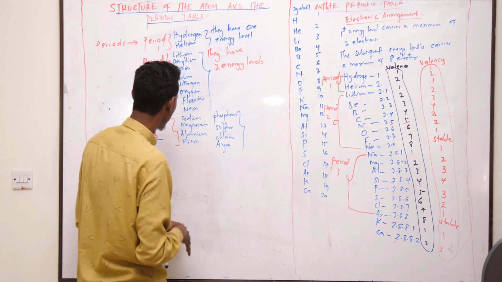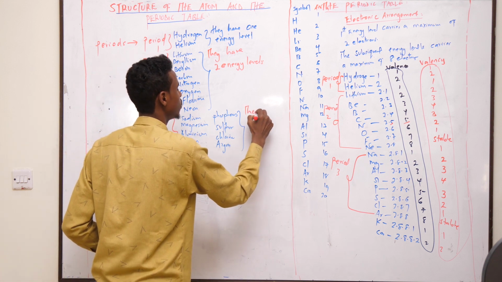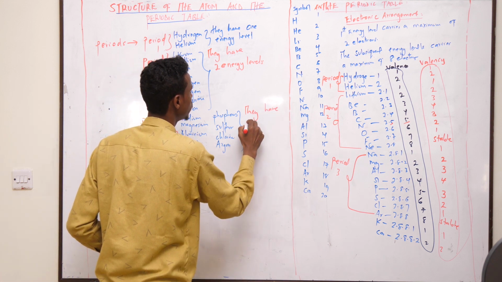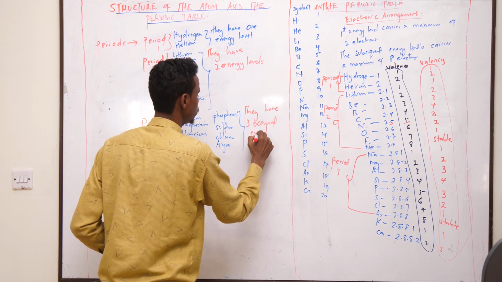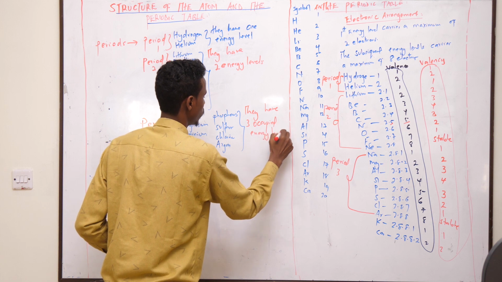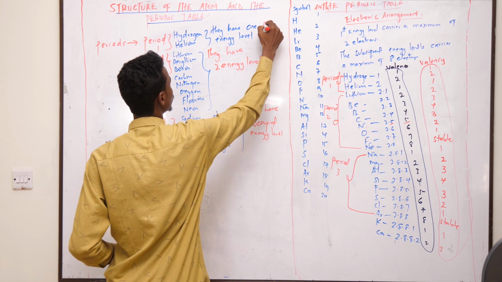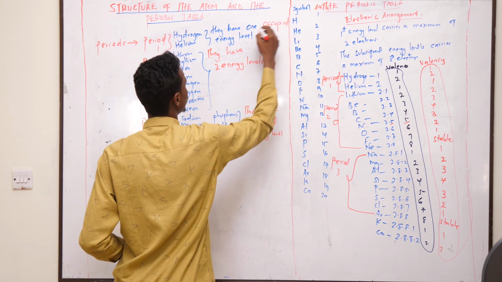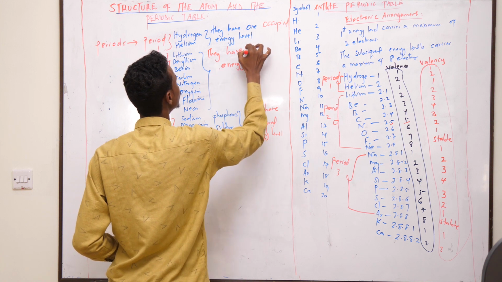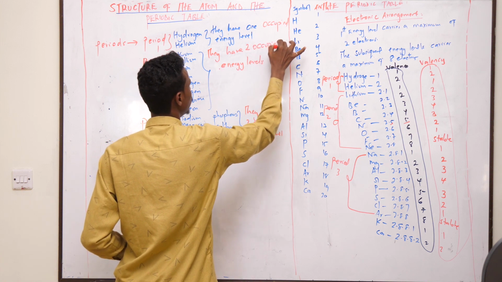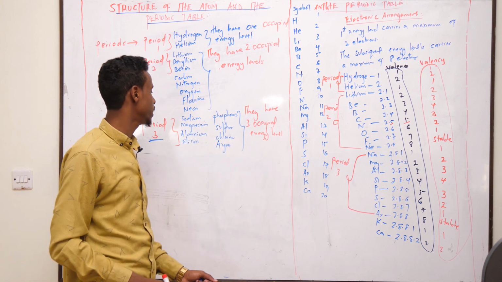Period 3. Why? Because they have 3 occupied energy levels.